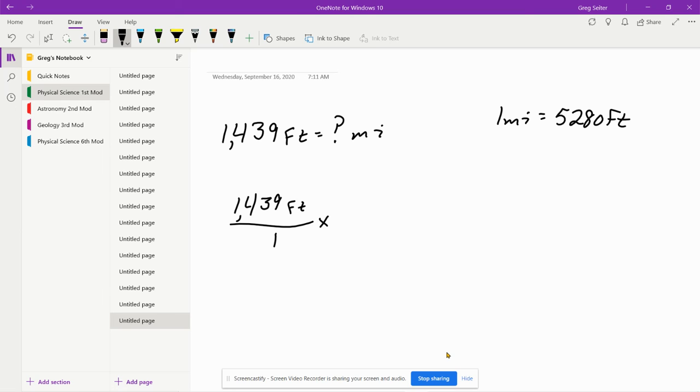Over 1 multiplied by, we want to get rid of feet, 5,280. And remember, feet on bottom, feet on top. Sounds a little weird. Cancel those units. And you should know by now, we're going to multiply straight across and then divide. Okay.